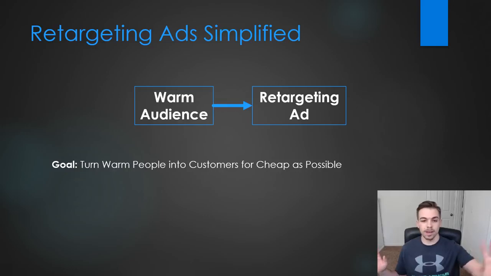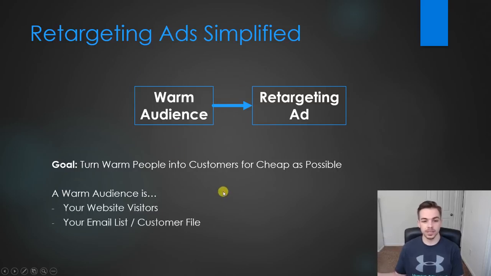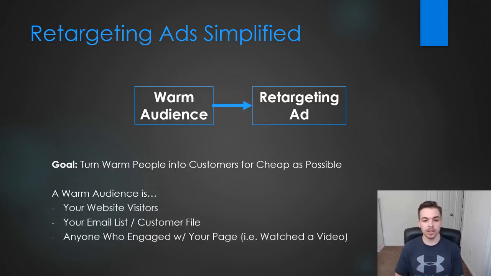Now, that's going to be one of the campaigns I show you, but there's some other ones as well. And your goal is to turn warm people into customers for as cheap as possible. Keep that in mind at all times. And a warm audience, just to define that, can be your website visitors, your email list or customer file, anyone who engaged with your page. For example, they watched a video. Those are just some examples of the types of people you can retarget.